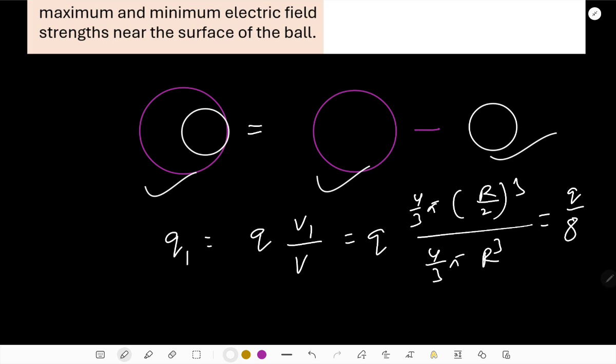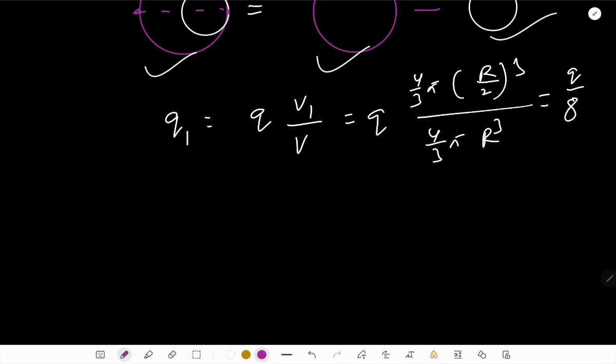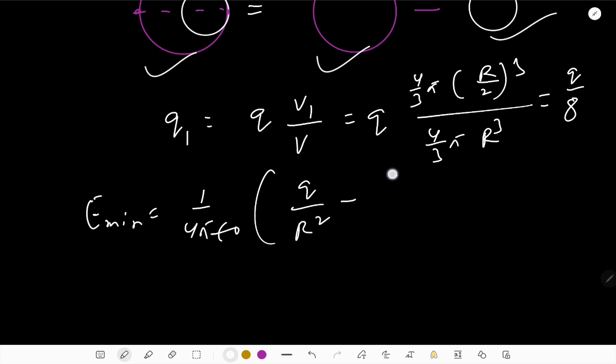And symmetry considerations suggest that the smallest electric field will be near the edge of the cavity, that is here, somewhere here, and the largest will be on the side opposite to it at this point. And if you wish, you can find the minimum electric field simply by writing 1 upon 4 pi epsilon naught, Q by R square minus (Q by 8) over (half R) square.